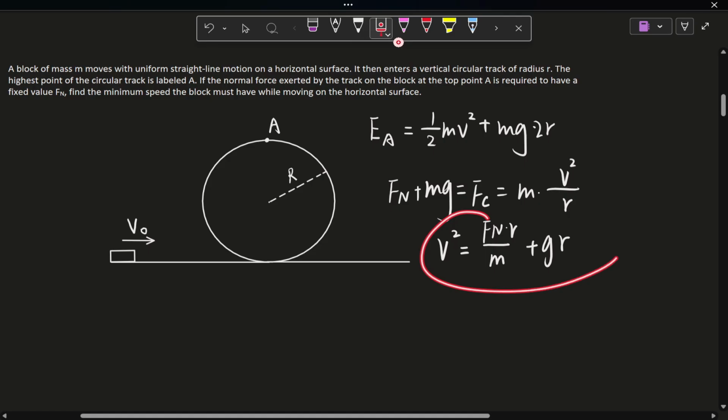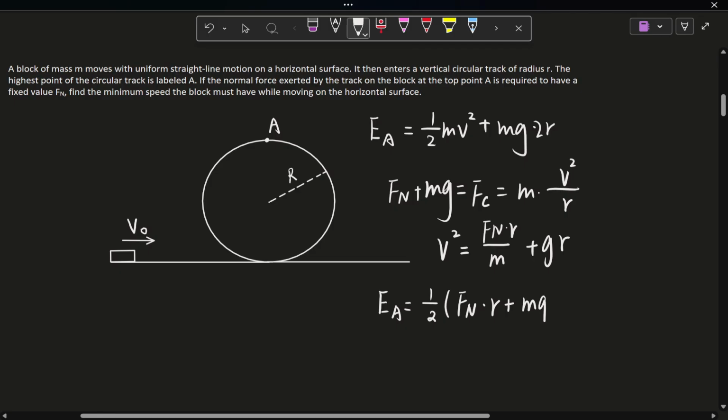Plug this value back here, and we can get that the energy at point A is equal to 1/2 times Fn times r plus mgr plus mg times 2r.